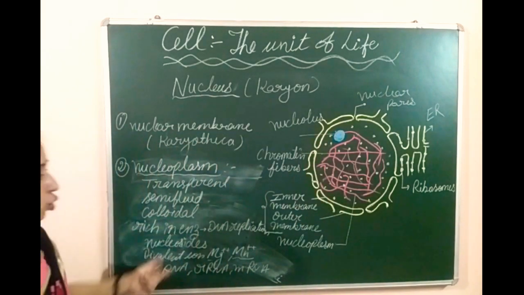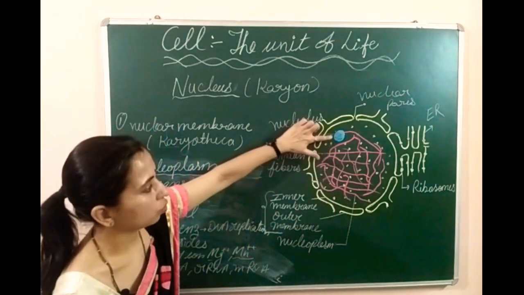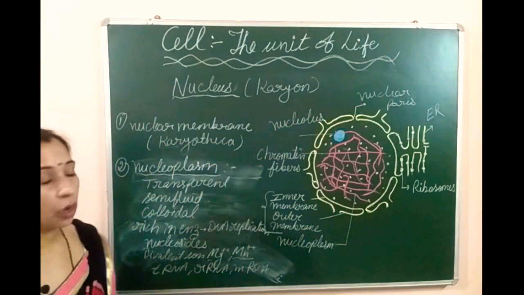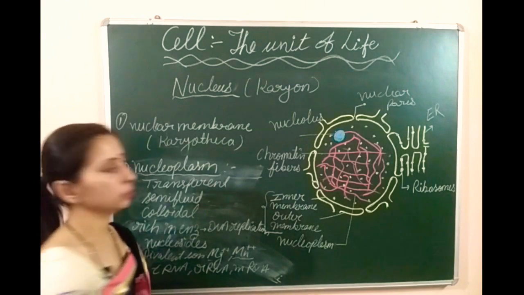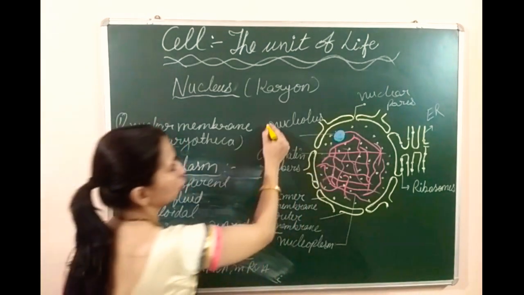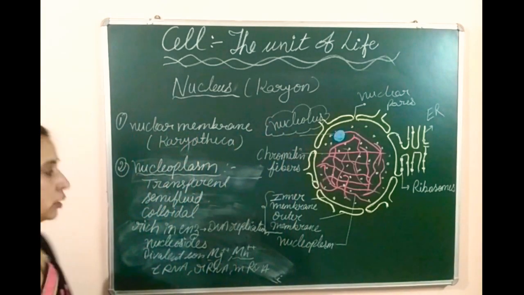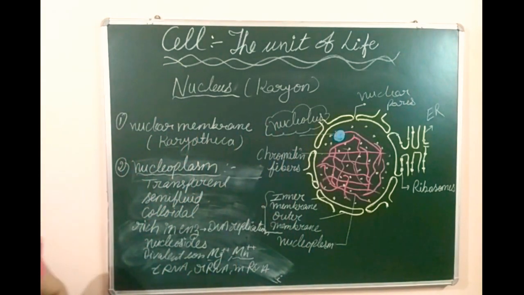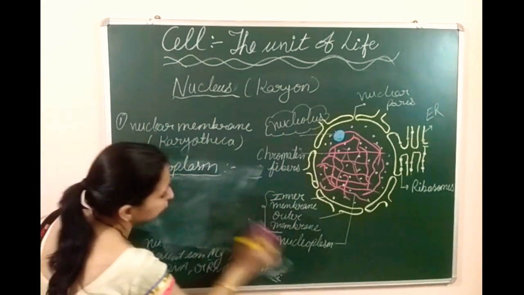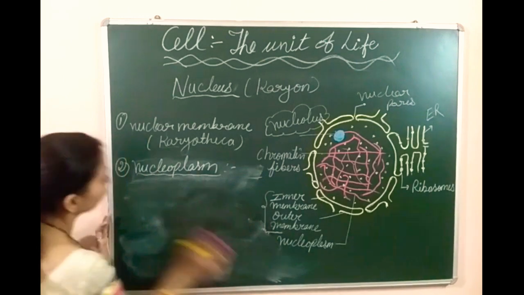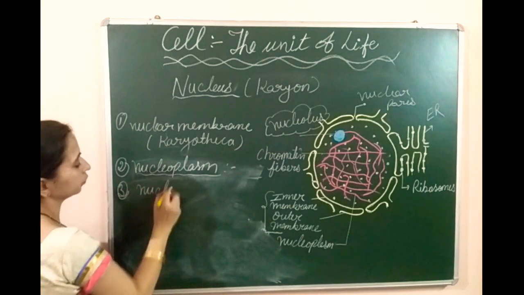Now, in this nucleoplasm, you can see that some more structures are found, which we will discuss next. This rounded structure which is present inside the nuclear membrane in the nucleoplasm is the nucleolus. अब हम बात करेंगे इस structure की. This is the nucleolus, another part of the nuclear structure. So the third part of the nucleus is the nucleolus.